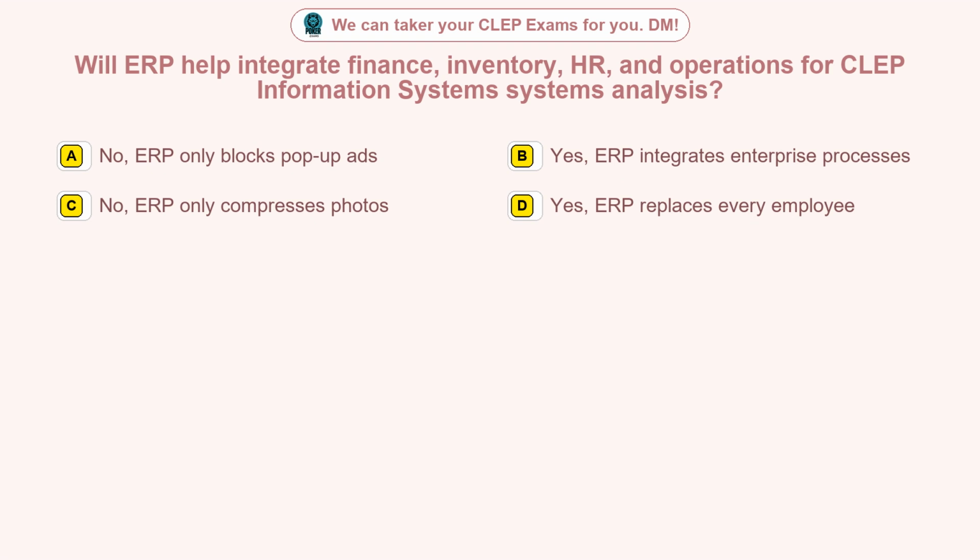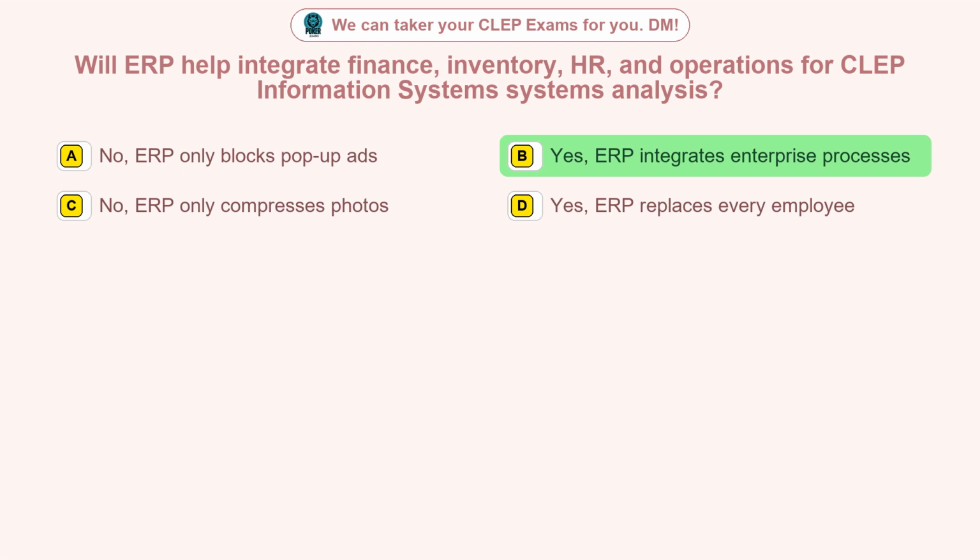Question 14. Will ERP help integrate finance, inventory, HR, and operations for CLEP Information Systems analysis? Option A. No, ERP only blocks pop-up ads. Option B. Yes, ERP integrates enterprise processes. Option C. No, ERP only compresses photos. Option D. Yes, ERP replaces every employee.